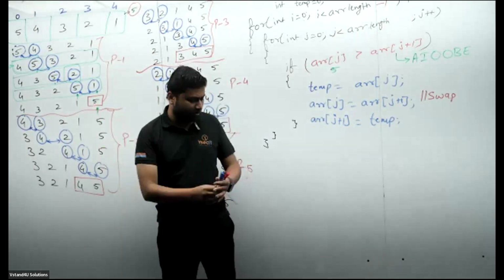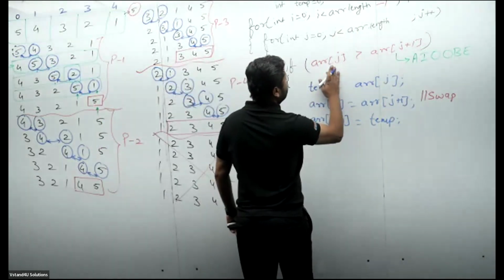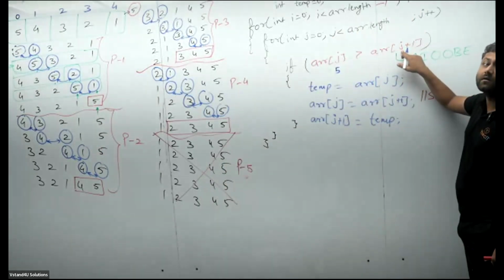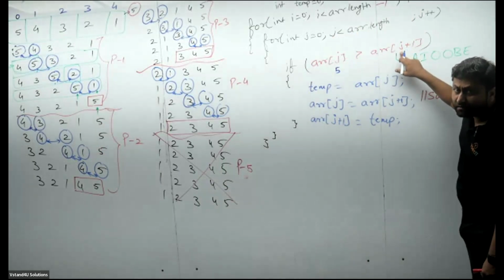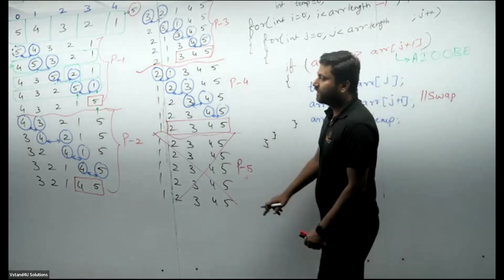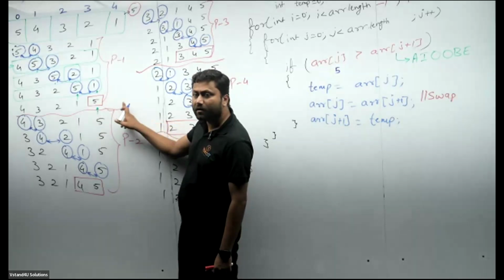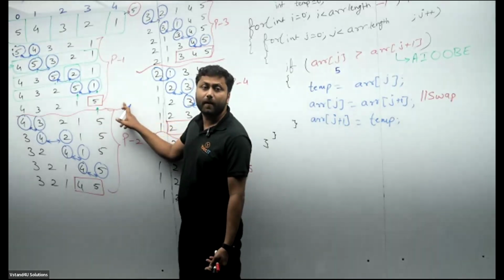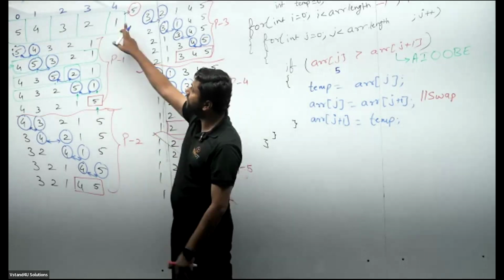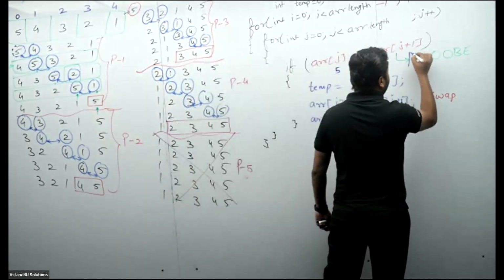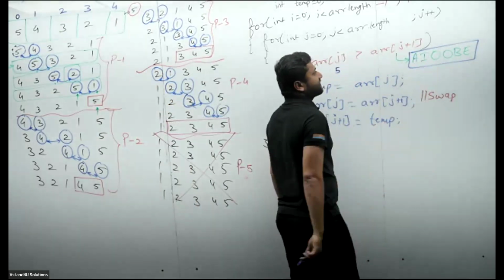Now this element has been kept here. Consider 5 as ARR of J. Then what is ARR of J plus 1? J plus 1 is 5, so what is there? ARR of 5. Is it there? In that case, we will face an array index out of bounds exception.